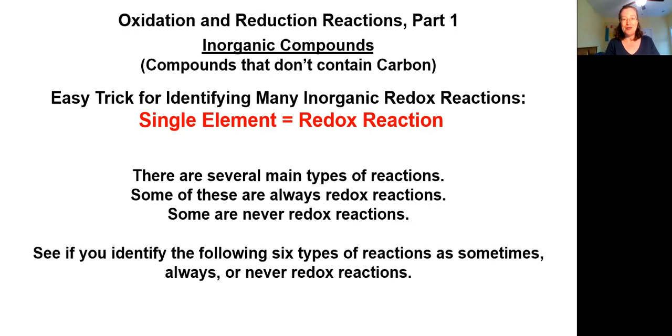I want you to help me out. See if you can identify the following 6 types of reactions as sometimes, always, or never redox reactions. Keep an eye out for those elements by themselves.